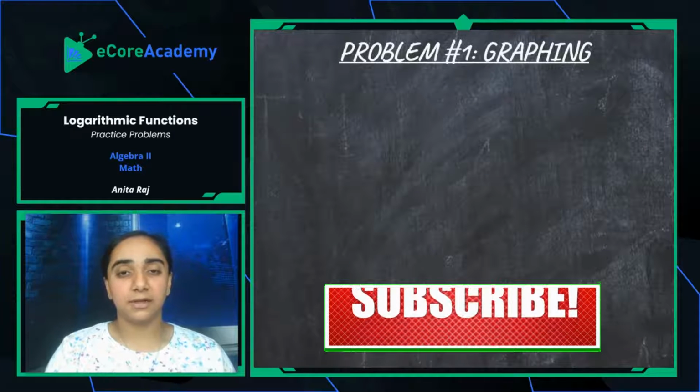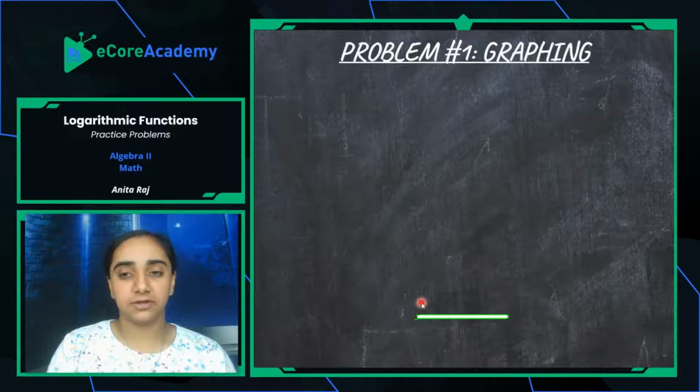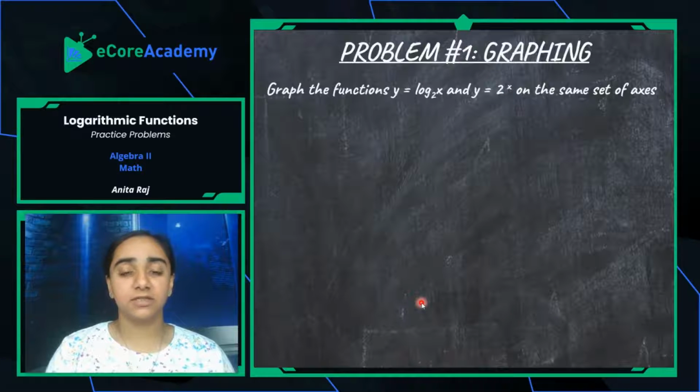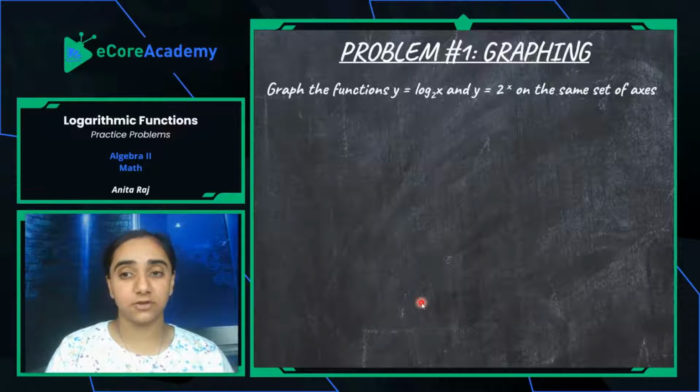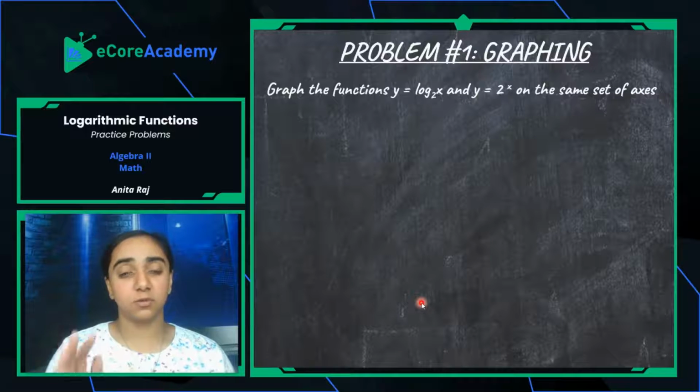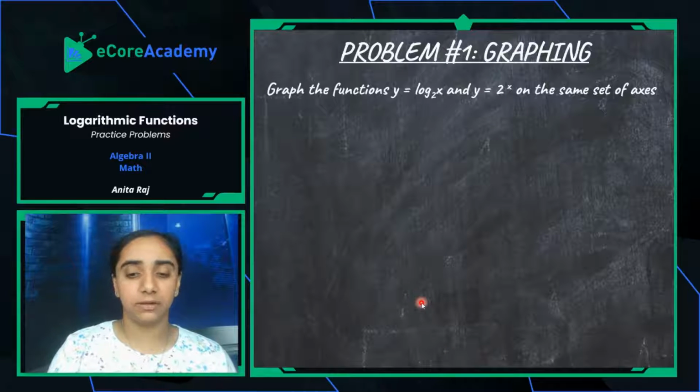The first problem, like I said, is going to be on graphing. So here's the problem. We're given these two functions and we're asked to graph them. So we're told graph the functions y equals log base 2 of x and y equals 2 to the power of x. That's an exponential function. We're doing this on the same set of axes. So we're not doing two separate graphs. We have one x-axis and y-axis. So we have one coordinate plane, and we're graphing both of these functions on the same coordinate plane.